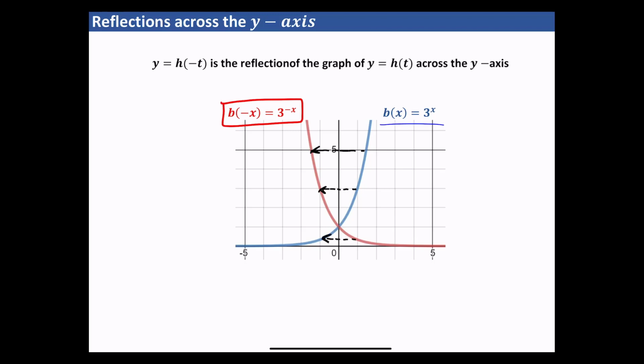So far, we have looked at vertical scaling and reflections across the y-axis of f of t equals b to the power of t. In the following videos, we will explore how vertical shifts and reflections across the x-axis affect the graph of f of t equals ab to the power of t.